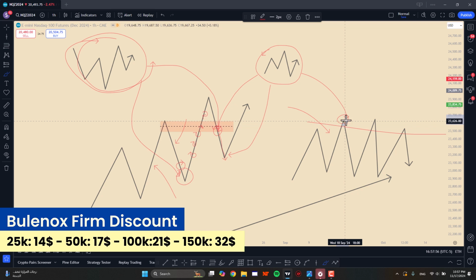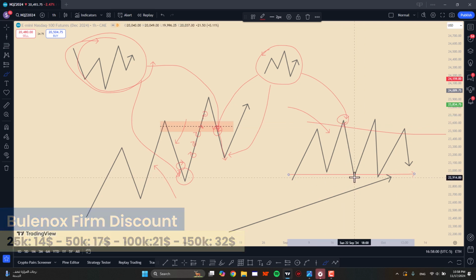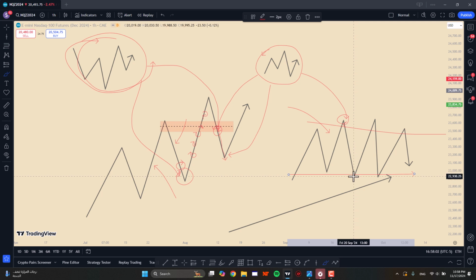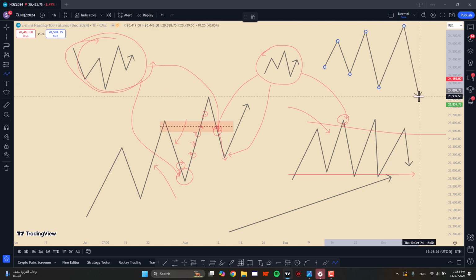So this has a high probability of working. But if it happened here at the bottom of this range, now it's not a good idea to short it, right? Because you are at the bottom of the range, right? And the property of a range is we are taking highs, lows, highs, lows, highs, lows, right? So the broadening formation, which is something like this.